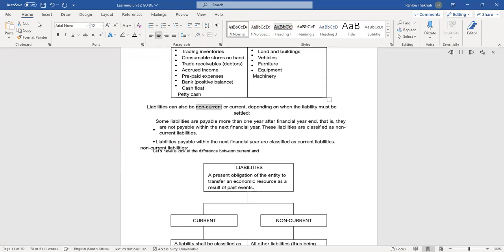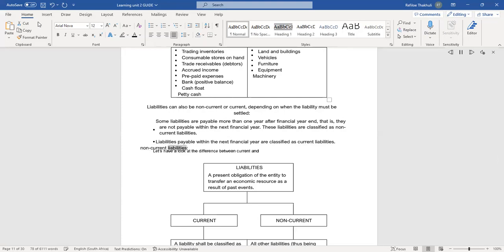Liabilities can also be non-current or current, depending on when the liability must be settled. Some liabilities are payable more than 1 year after financial year end, that is, they are not payable within the next financial year. These liabilities are classified as non-current liabilities. Liabilities payable within the next financial year are classified as current liabilities.